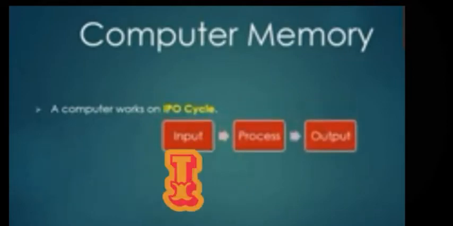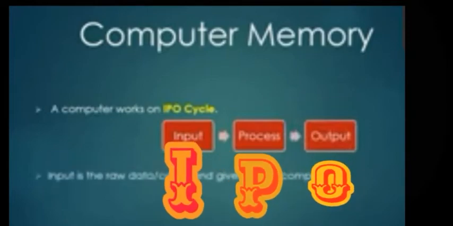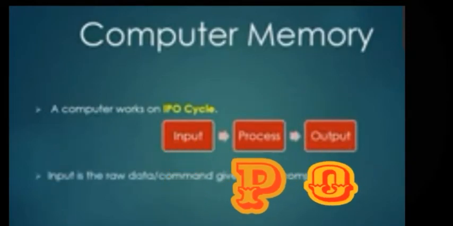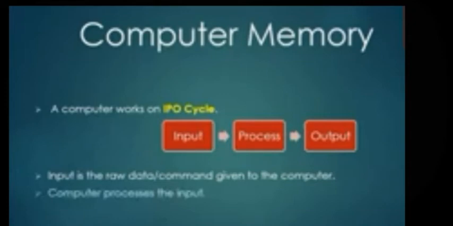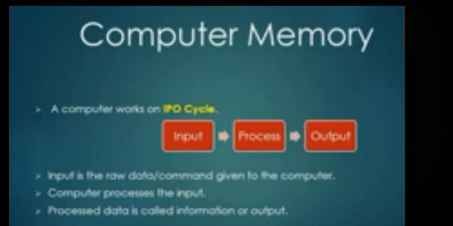Let me explain you. First of all, a computer takes input from the user, then the processor processes the data, and then that processed data is known as output, or you can also call it information. Now, as we require input devices to give the input to the computer, a processing device, that is CPU, to process, and output devices to display or get the output.